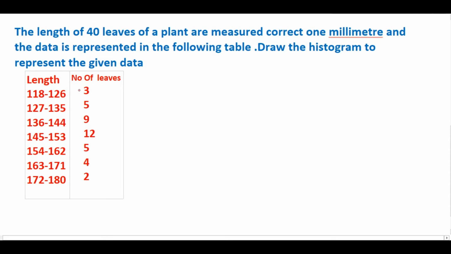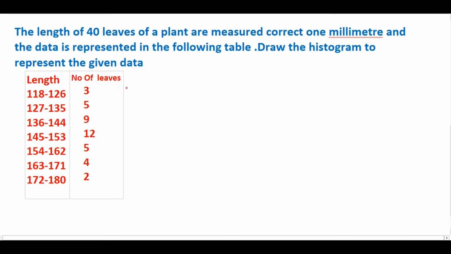So this is the class interval and this is the frequency, and we can see that the class interval is not continuous. It is 118 to 126. The class interval is not continuous. So you need to make the class interval continuous to draw the histogram. So the first step is you subtract 0.5 from the lower limit and add 0.5 to the upper limit.